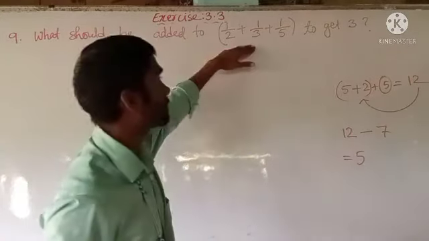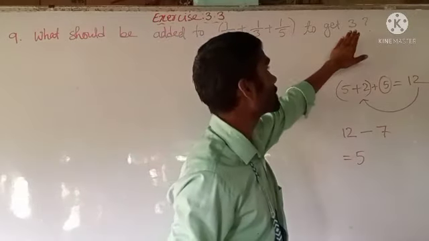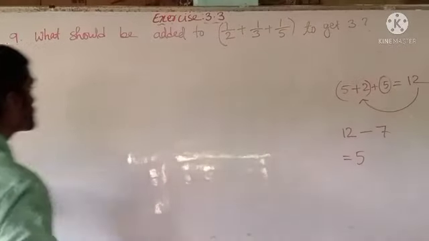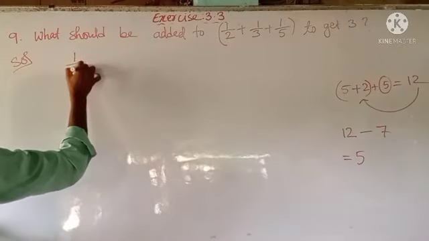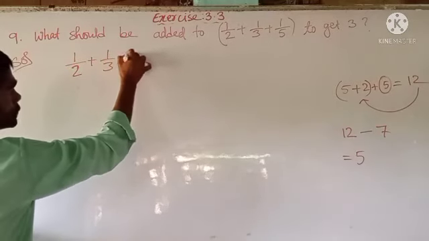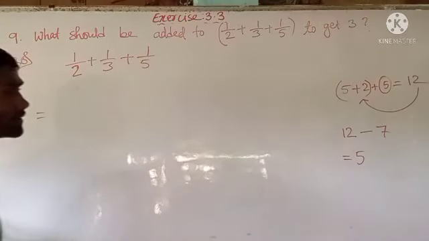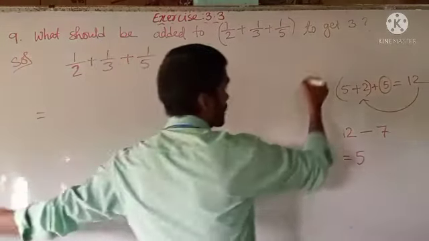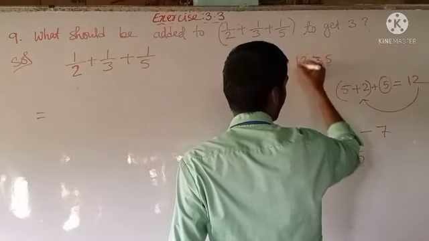So what we will do is first add these three rational numbers, and then subtract the result from 3. That means first let us add these three rational numbers, 1 by 2 plus 1 by 3 plus 1 by 5. Since the denominators are different, we'll have to find the LCM. So LCM of 2, 3 and 5.